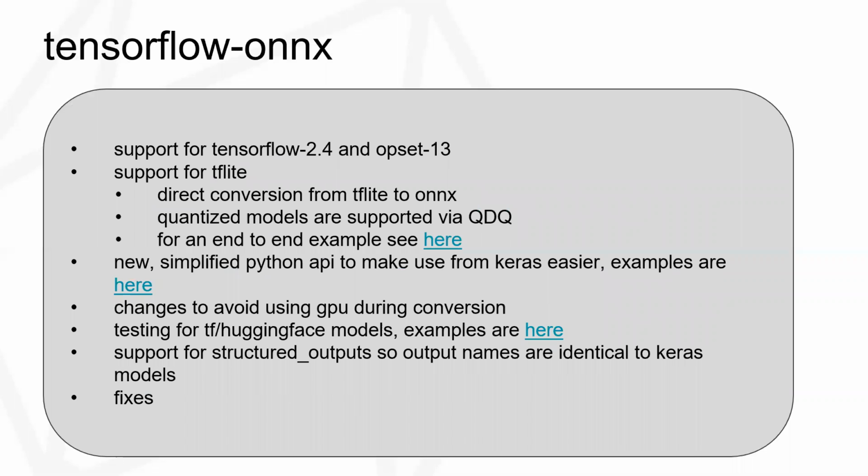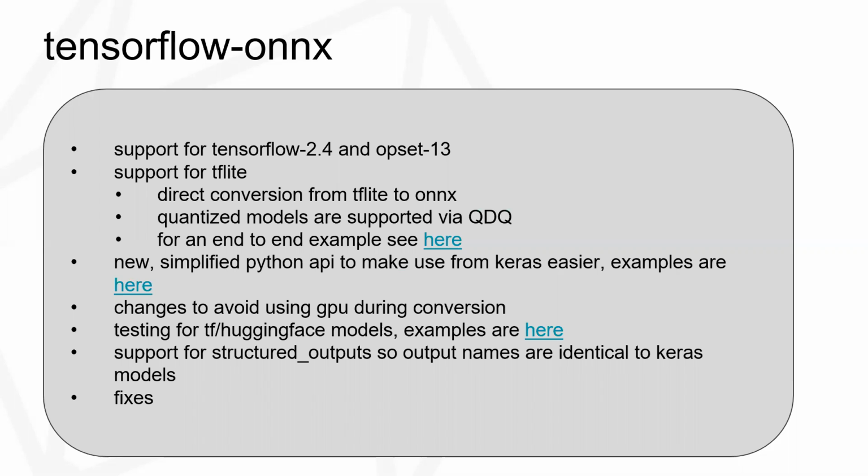And then for TensorFlow to ONNX, we support TensorFlow 2.4 and offset 13. We added support for TF-Lite, so you can now take a TF-Lite model as input into TF to ONNX and convert it directly to ONNX. We do support quantization via QDQ, and we have an example in our tutorials section, and the link is in the slide.